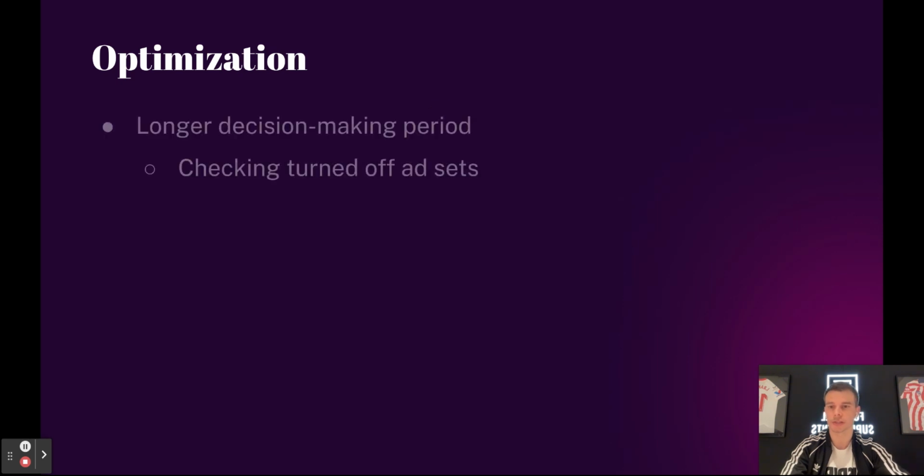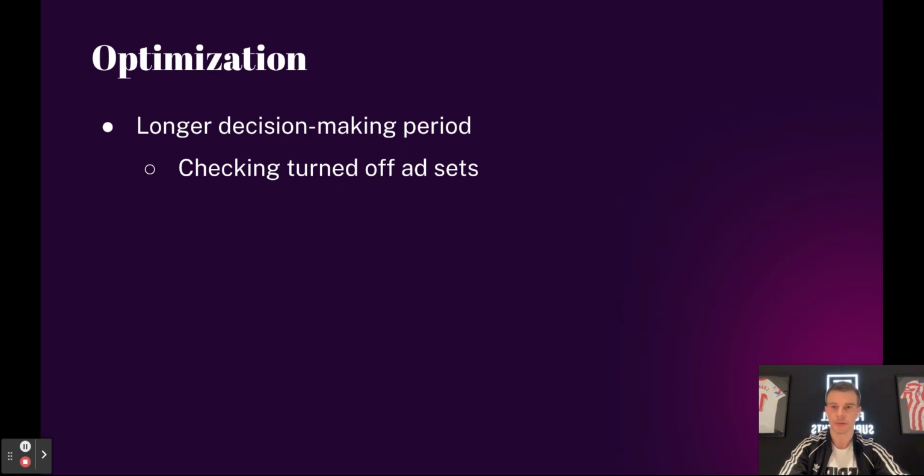So let's start with the optimization. Optimization is kind of like a black box after the iOS. So let's start with the obvious things first. Due to the iOS, data is less and less available, and you sometimes have to wait up to 72 hours to see the results of your sales in the ad account. That's why you need to extend your decision making period.